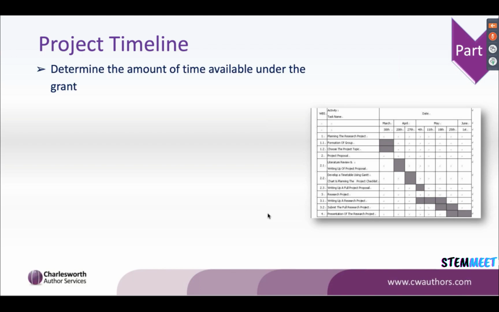And so to do this, you determine the amount of time available under the grant. You just divide that time for each 12-month period into quarters.